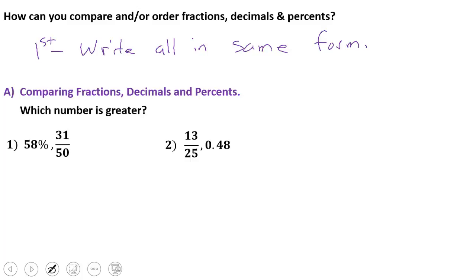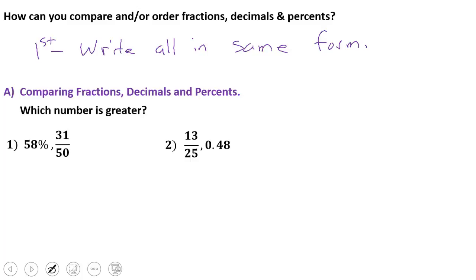It is your choice. You get to look at it and decide, hey, which do I think is going to be easier? There's no perfect right or wrong way. Some ways might be quicker, some ways might be faster, some ways might be easier. However, they all work. So, ladies and gentlemen, let's get to it.